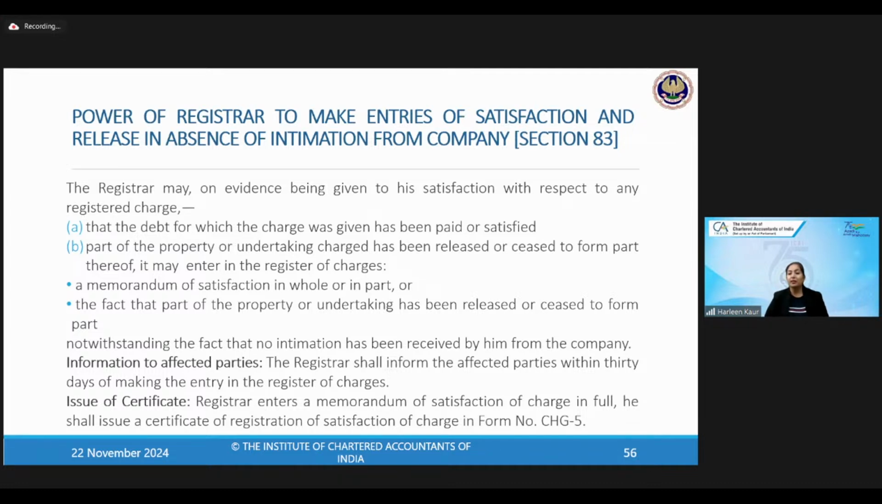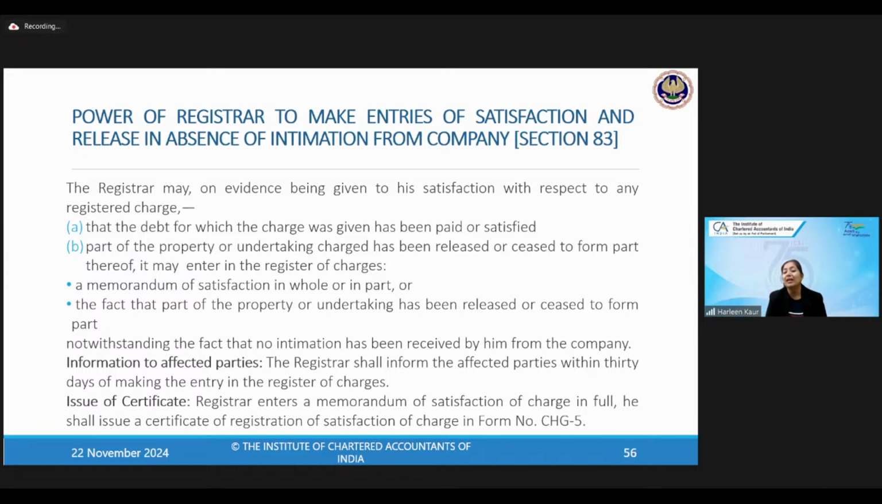In the absence of intimation, they were supposed to intimate within 30 days. ABC Limited did not tell the ROC. Somebody else went to the ROC and said, listen ROC, this ABC Limited's charge has got free. He can be anyone: either the person who is purchasing my property, or somebody else who is a related party. If no intimation has been received from the company, but the registrar is informed by the affected parties or any other person that this property is now charge free, please issue CHG 5 to the company.